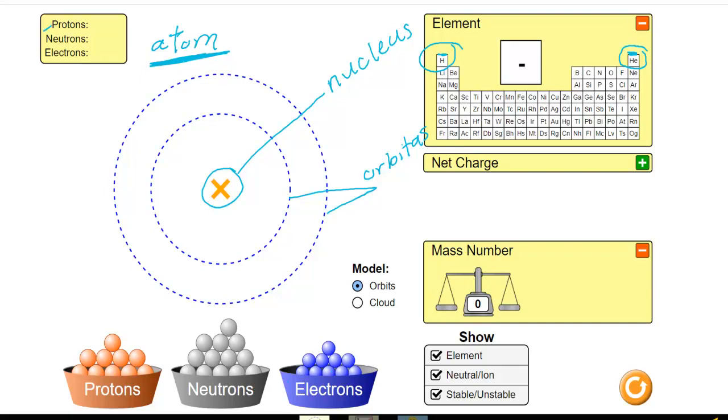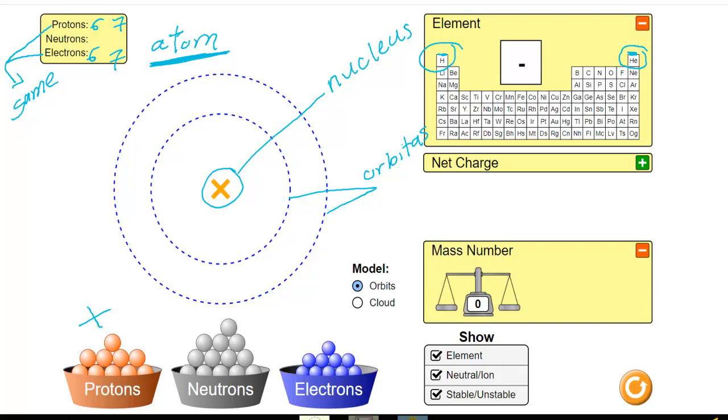The number of protons and the number of electrons is the same. What does that mean? That means that the number of protons is the same as the number of electrons. Let's say, for example, if an atom has 6 protons, the atom will have 6 electrons. If it has 7, then 7. So the number of protons and electrons is always the same.